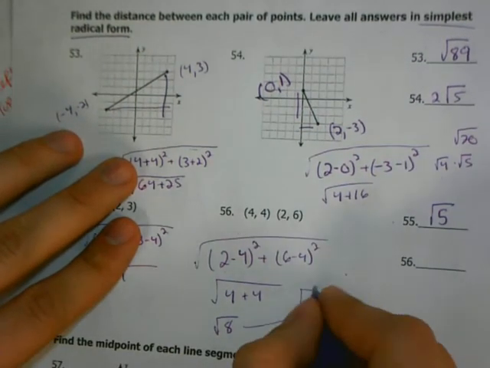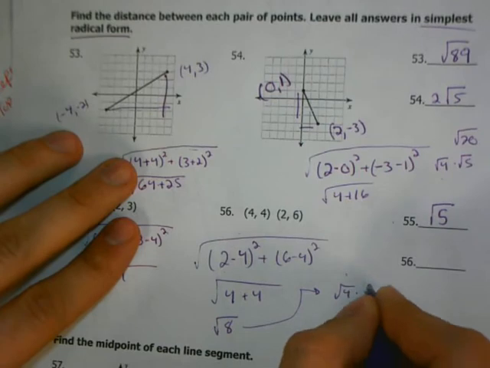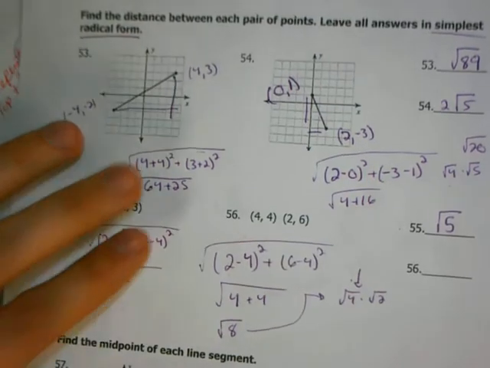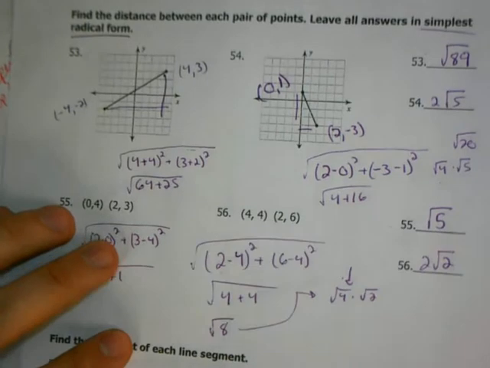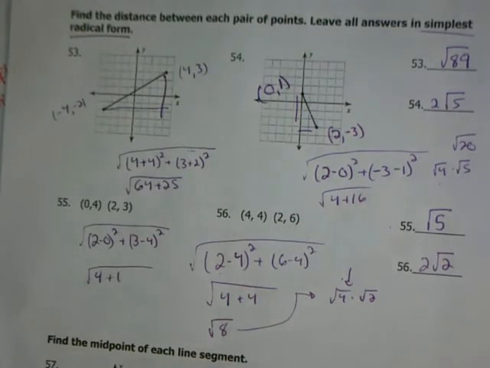I'm going to break that apart into the square root of 4 times the square root of 2. Why did I use the square root of 4 first? Because I know the square root of 4. It's 2. I don't know the square root of 2, so I'm going to leave it.